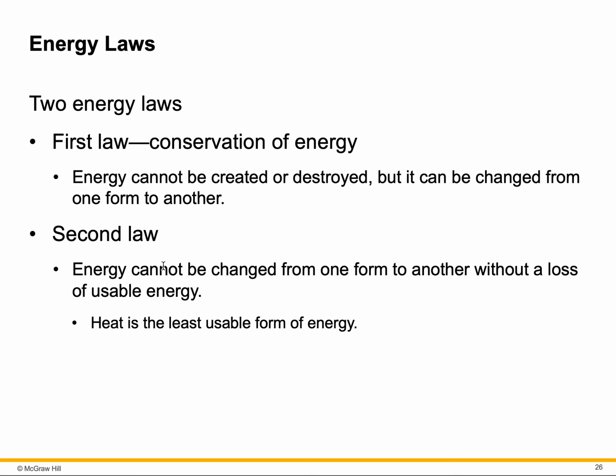The two energy laws, the first law and the second law of thermodynamics. First law, conservation of energy: energy cannot be created or destroyed. It can be changed from one form to another. Second law is that energy cannot be changed from one form to another without a loss of usable energy. So the first one is just the flow, that energy is moving throughout systems. And the second one is that you do lose a little bit of usable energy when it is transferred.